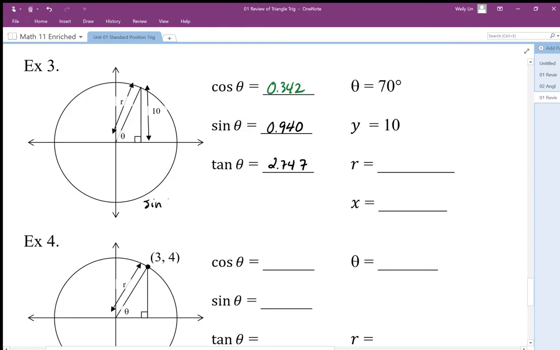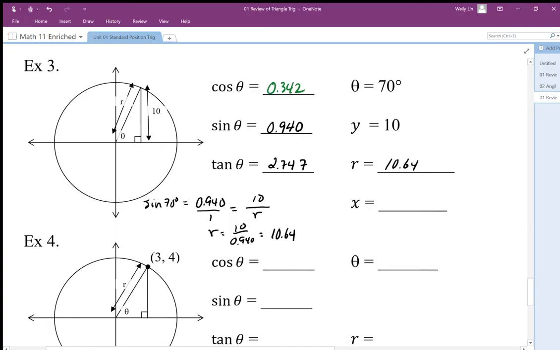So sine 70 equals the ratio 0.941. Now, since it's a ratio, it's always being compared to 1. And that ratio is equal to the y compared to the radius. I can solve for this radius by cross multiplying and end up with 10 divided by 0.940. So my radius is going to be 10.64. Okay, so I end up with the radius is 10.64.